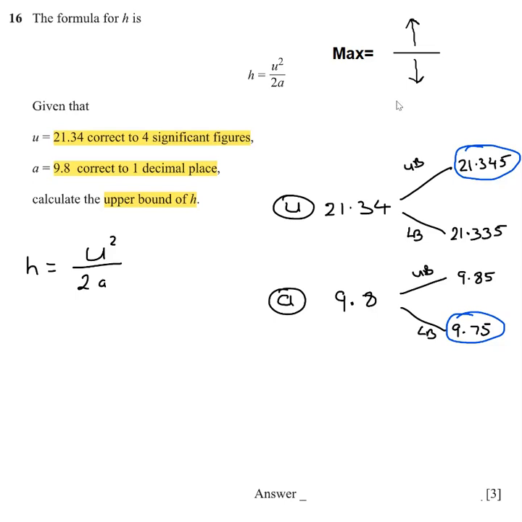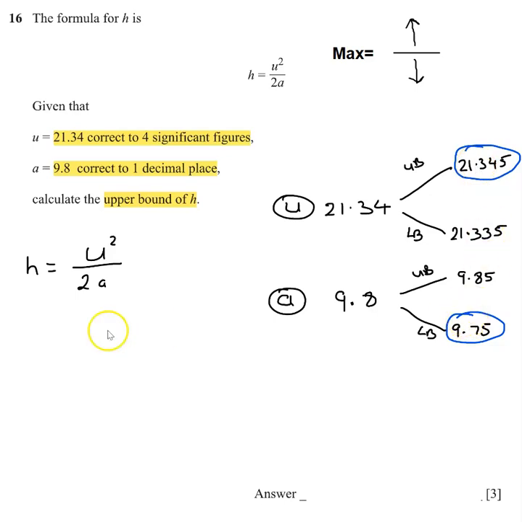Because u is on the top of the fraction, I've used that first. So you can see that the upper bound is 21.345, and a was at the bottom of the fraction, so I used that second. So now we've got 9.75. You can see the gap there. It's the biggest gap. If we were looking for the minimum of the fraction, we would be using the two numbers in between to make it as close together as possible.